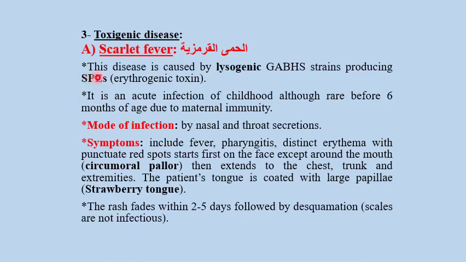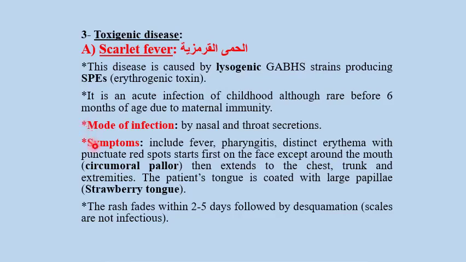This disease is caused by lysogenic group A beta hemolytic streptococcal strains producing the Streptococcus Pyrogenic Exotoxins, formerly known as the Erythrogenic toxin. It is an acute infection of childhood, although rare before 6 months of age due to maternal immunity. So it is mainly a childhood infection. The mode of infection is by nasal and throat secretions.